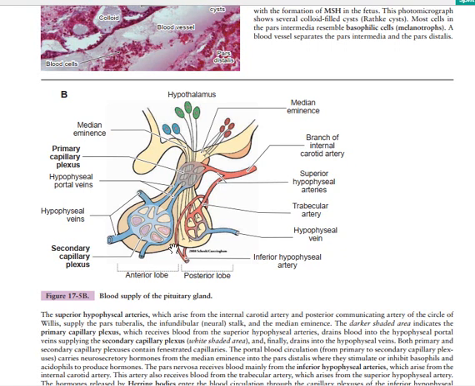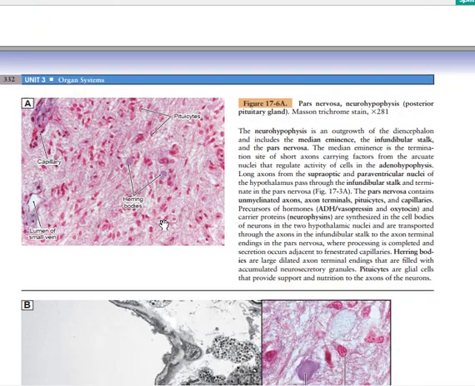Normally, you don't have a vein connecting two capillary systems together. So that's it. And you're going to have now the hypophyseal vein that's going to drain the next capillary system, the secondary capillary plexus. So now here is the pars nervosa. The pars nervosa is found in the neurohypophysis of the posterior pituitary gland.